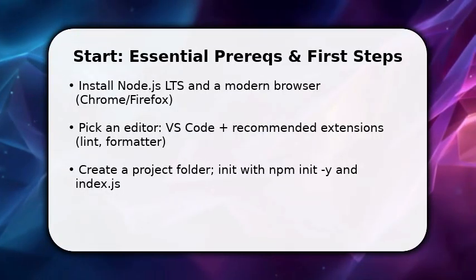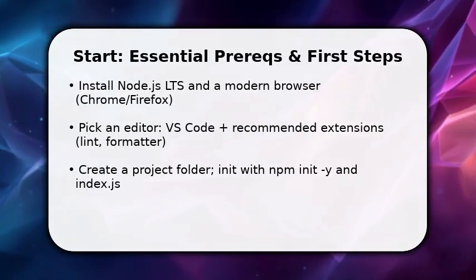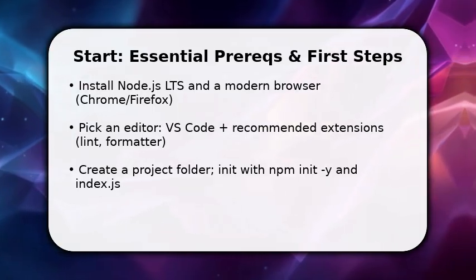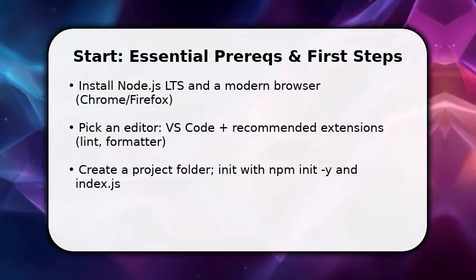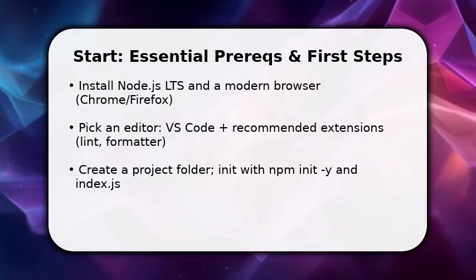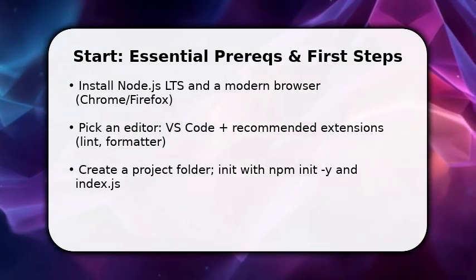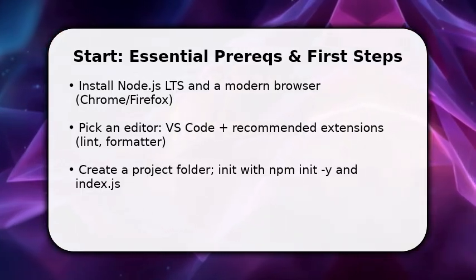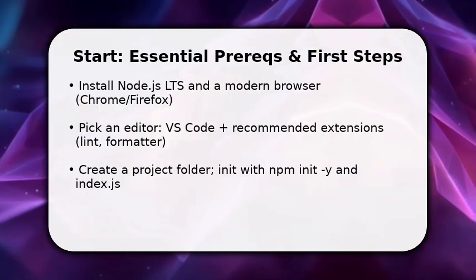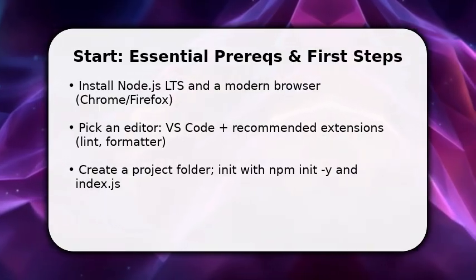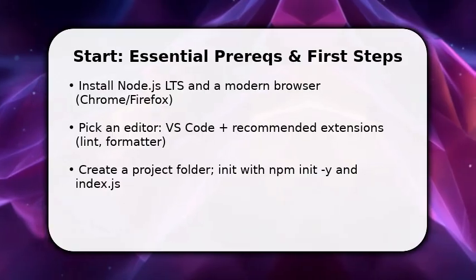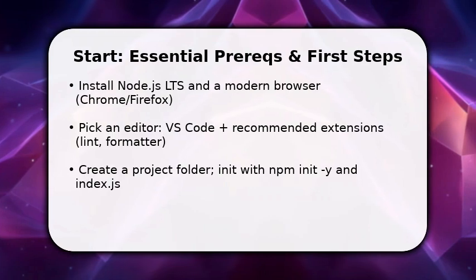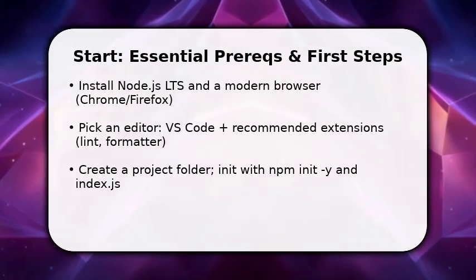You start by preparing minimal essentials: Node JS LTS, a modern browser, and VS Code. Once done, create a project folder and run npm init -y to get package.json. Make sure to add an index.js and a simple console.log to verify runtime. You should also install ESLint and Prettier extensions in your editor so feedback appears as you code. These steps let you write and run JavaScript immediately while enforcing good style habits.